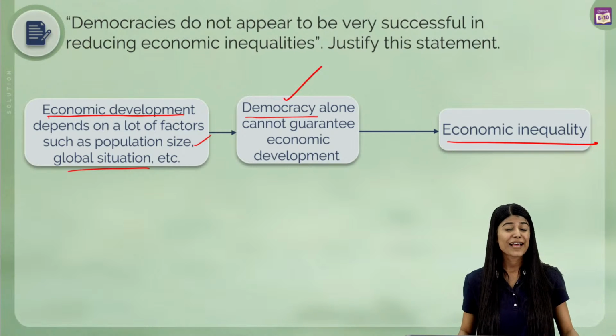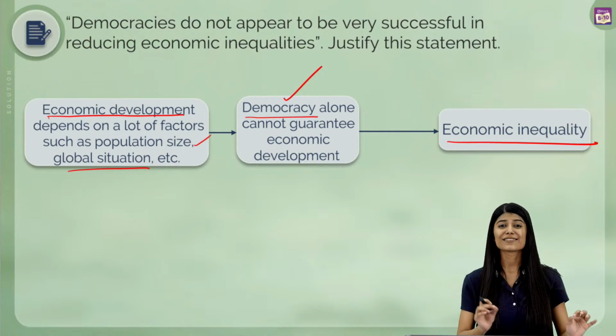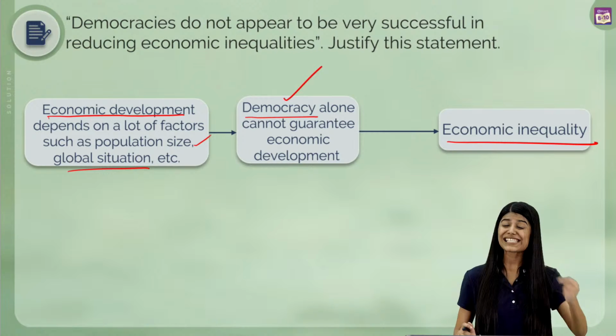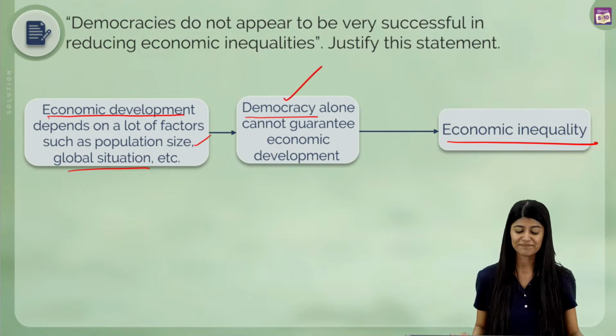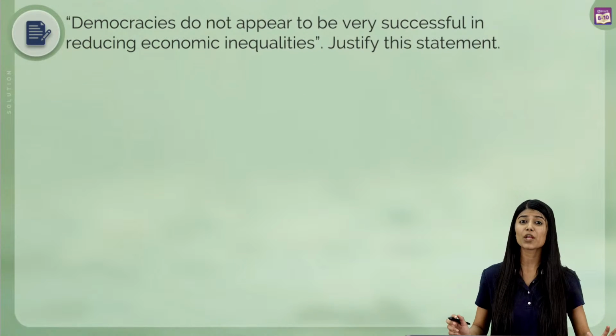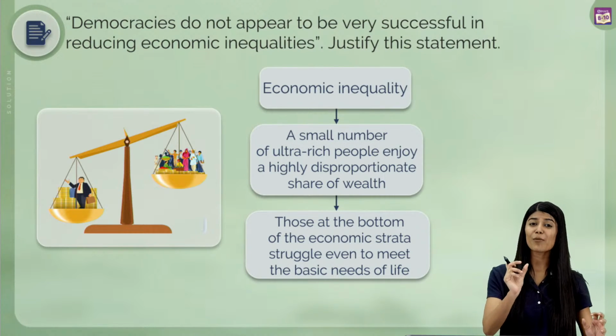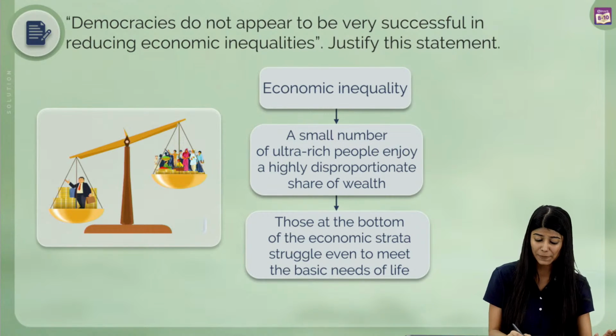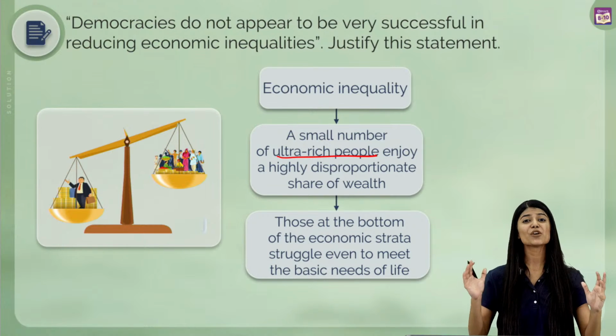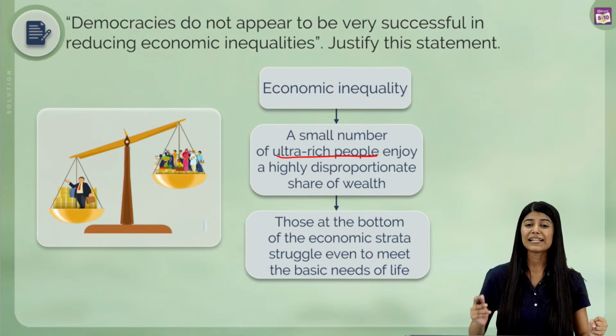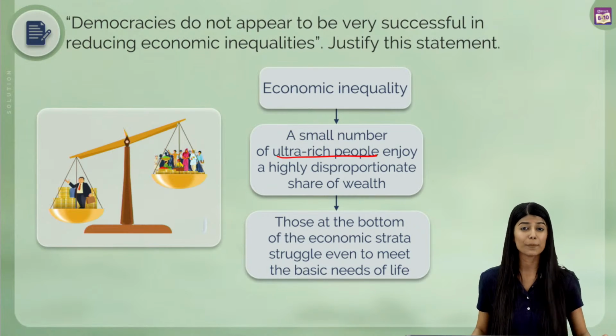But in actual life, what we have observed is that this does not happen. People still struggle from poverty. And what do we mean by economic inequality? We mean that a very small number of ultra-rich people are enjoying a major proportion of the wealth while they are leaving very little to the poor people.